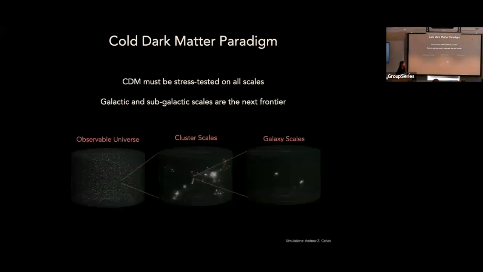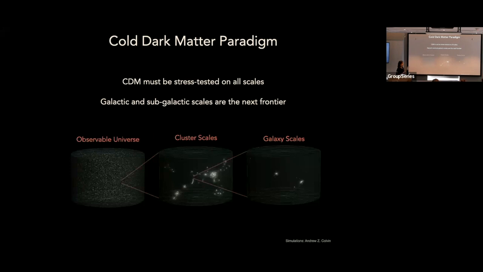Where we're at now as a community and as a field is thinking about how we stress test this on much smaller scales. As with any hypothesis that you put forward, you want to make sure that it holds up at all levels. We've done that with CDM on the large scales. Now the question is, how does it hold up when we go down to the small scales, so sizes of galaxies and also structures that are smaller than the sizes of galaxies?